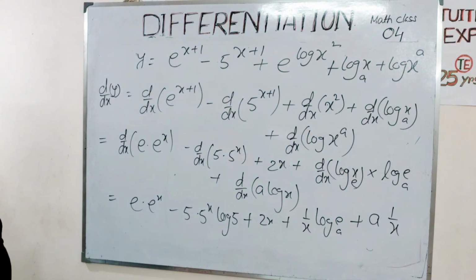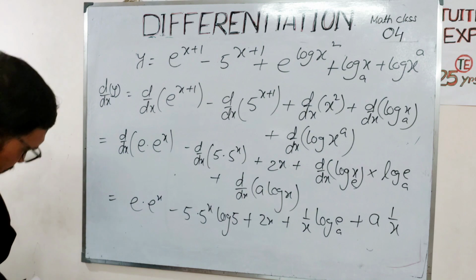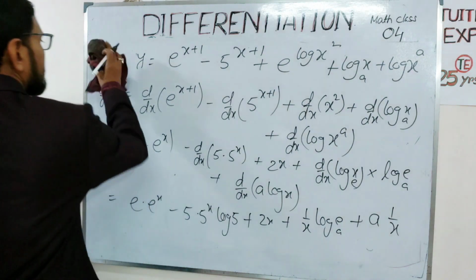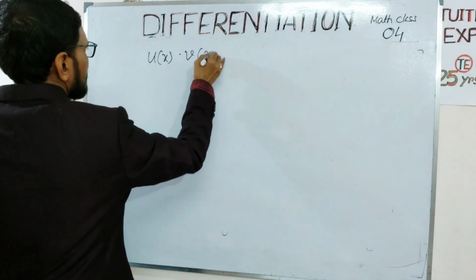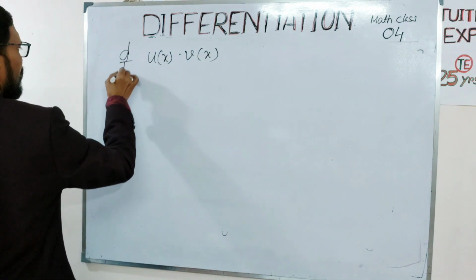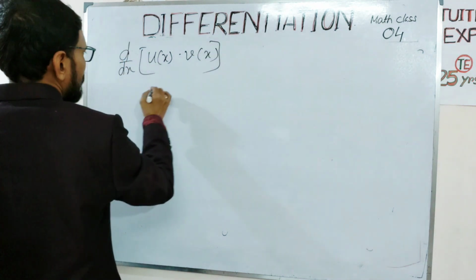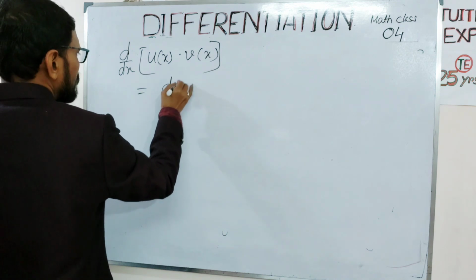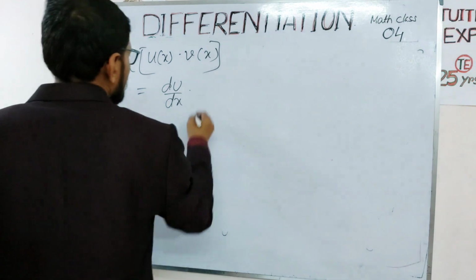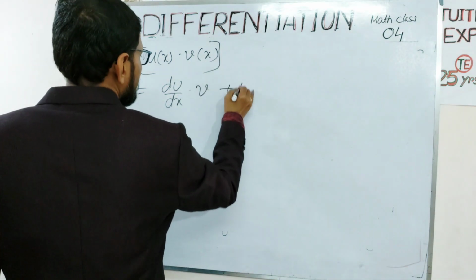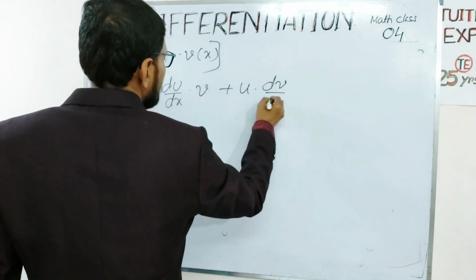So this is the result. Okay. So using the product rule, u(x) into v(x), what is the formula? du by dx into v plus u into dv by dx.